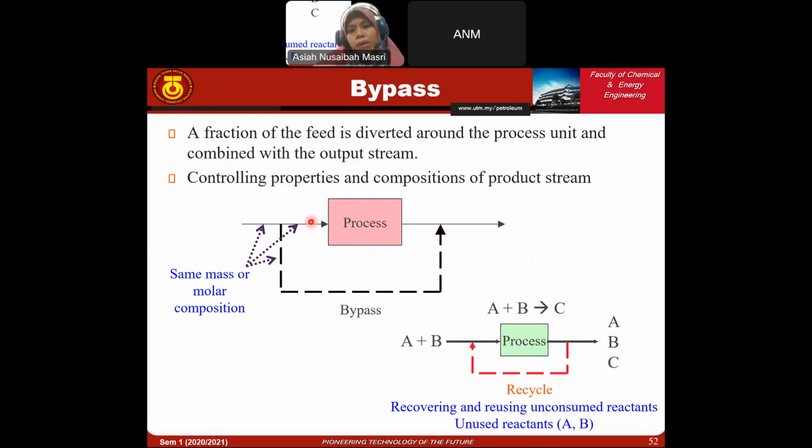So what is bypass? Bypass is basically a fraction of the feed. We have a feed here. A fraction of the feed is diverted around the process unit and combined with the output stream. That's basically bypass. Why are we doing bypass? Because we want to control properties and composition of the product stream. There are some reasons we want to control. We want it to be in a certain composition. That's why we bypass. We mix it after the process.